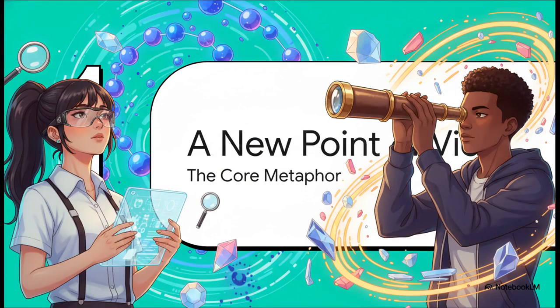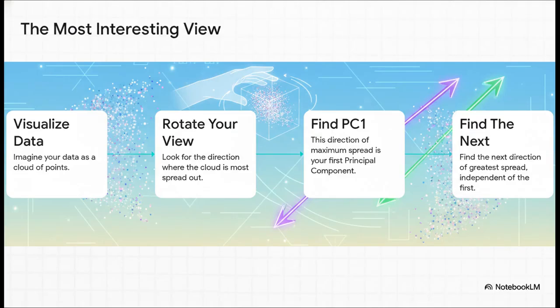Okay, to really get a feel for how PCA works, let's not worry about the math just yet. Instead, let's think about perspective. Imagine your data isn't a spreadsheet, but a cloud of points just floating in space. From one angle, it just looks like a shapeless blob, right? But what if you could rotate it? Suddenly, you find the perfect perspective, the one where the cloud stretches out the most, revealing its true shape. That direction of maximum stretch is your first principal component. It's the most important piece of the story. Then PCA finds the next best angle, one that's totally independent of the first, and then the next. It's a systematic way of finding the most interesting views of your data.